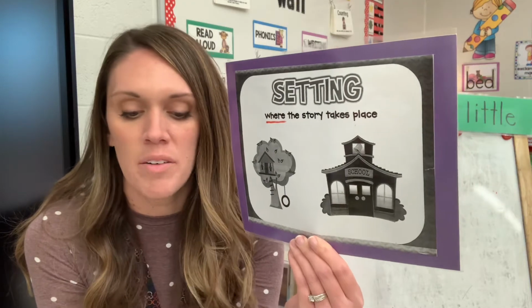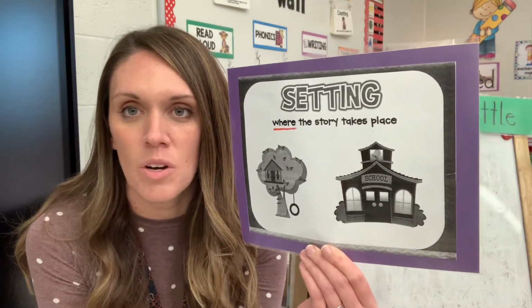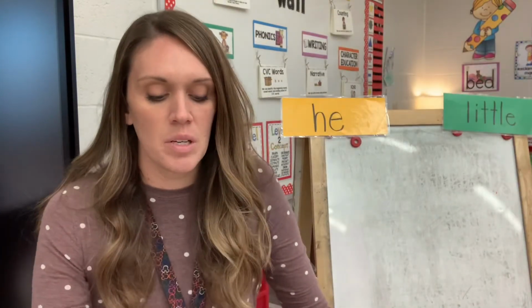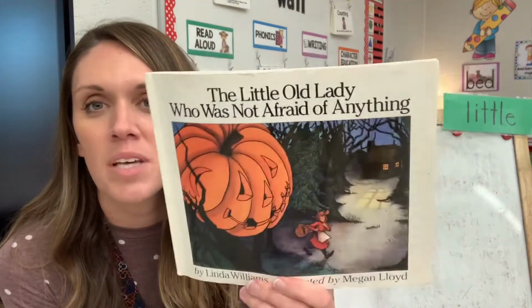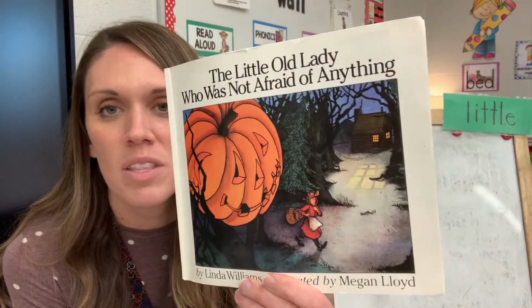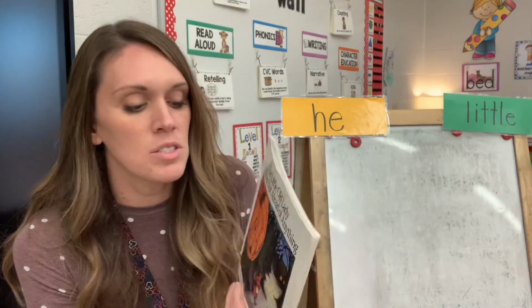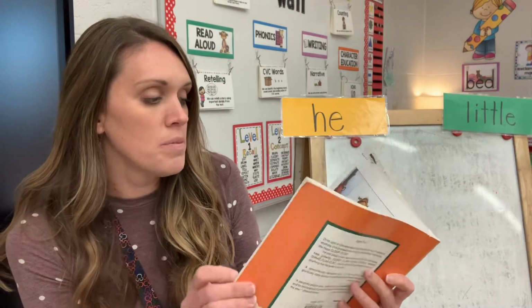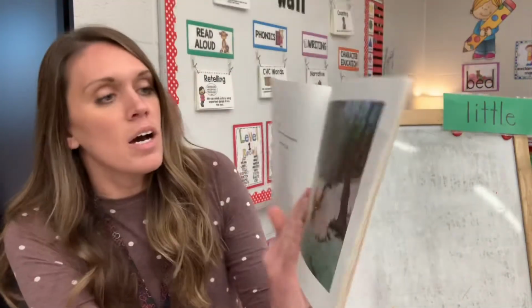You guys, we've been reading lots of books from the beginning of the school year, and in those books there are different settings. So I wanted to show you, I know we've read this book. Mrs. Gowitz read this book to you guys, and it's called The Little Old Lady That Was Not Afraid of Anything. And in this story, there were actually a couple different settings. She was in the woods for most of the story. She was in those wooded tree areas.